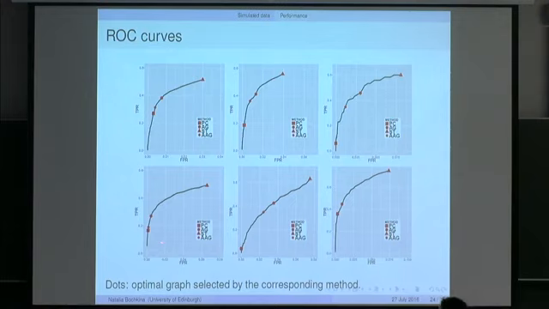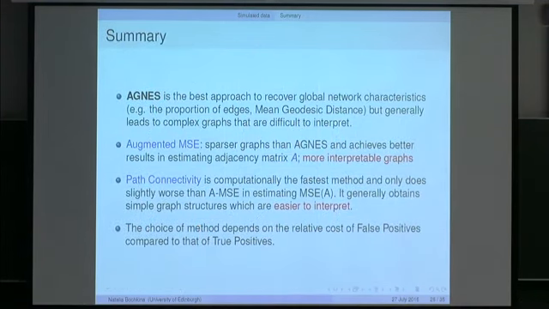So if we look at the ROC curve, you can see the order of the methods. Effectively, the path connectivity method chooses the smallest lambda, so we have the smallest true positives, and then it's followed by, sorry, it's old notation, the augmented mean square error, then by, sorry, this is mean square, this is the Agnes method, and then the stars at the end. So that's fairly consistent.